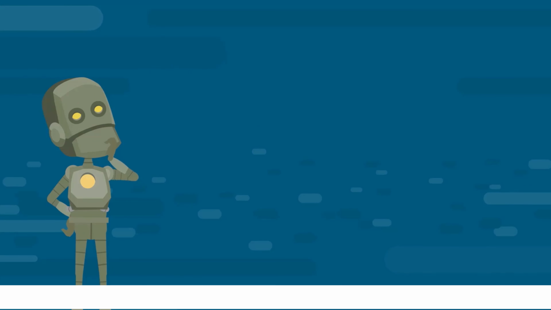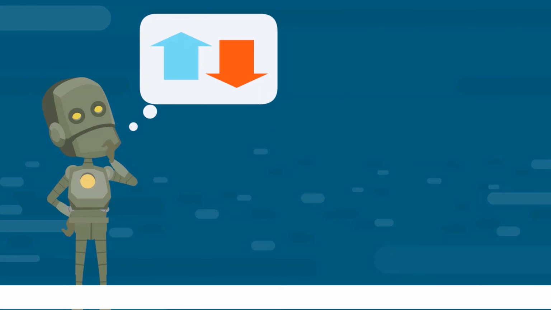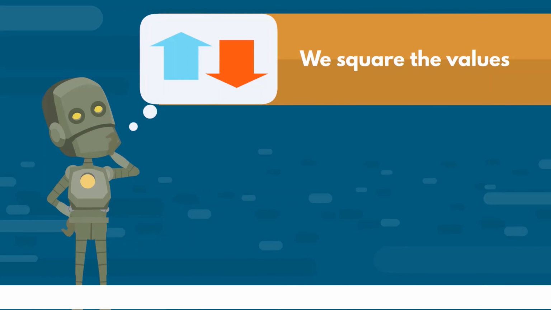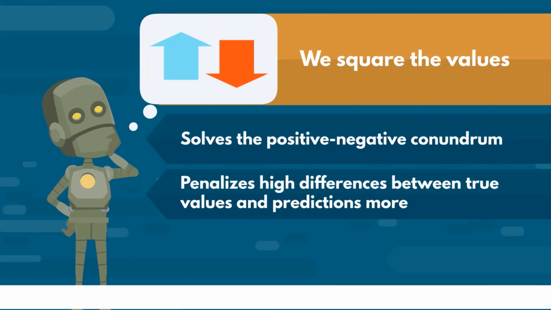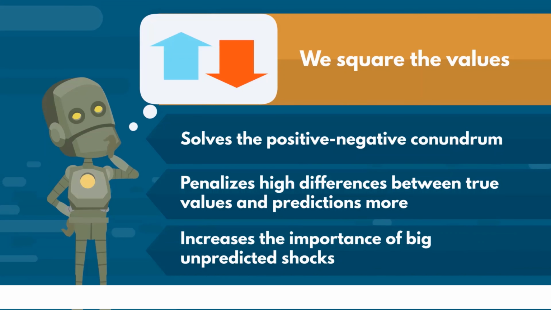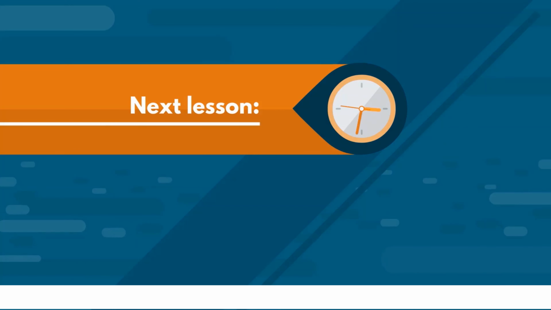But how do we disregard the difference between positive and negative signs in our analysis? By transforming the data. Our approach is simple, yet effective. We square the values. Not only does this solve the positive-negative conundrum, but it also penalizes high differences between true values and predictions more. This properly increases the importance of big, unpredicted shocks and allows us to measure the conditional heteroscedasticity of the data by taking into account past values. These models are called autoregressive conditional heteroscedastic, or ARCH models, and we will spend the next section explaining how to use them.